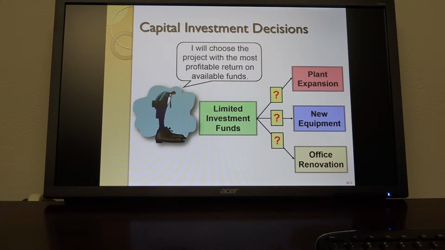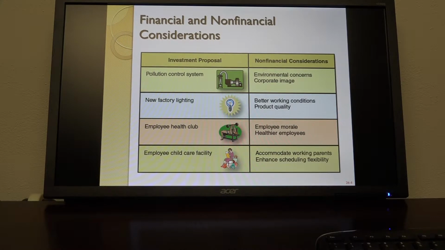So examples of capital expenditures are plant expansion. New equipment could be one if it's fairly substantial, and possibly office renovations if it's substantial and done over, well, it's a substantial outlay, and the benefit's going to be over several years. And so you have to consider financial as well as non-financial considerations.